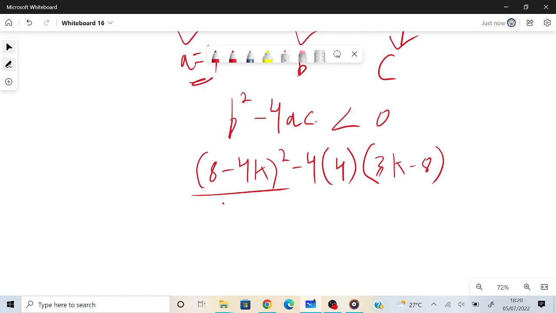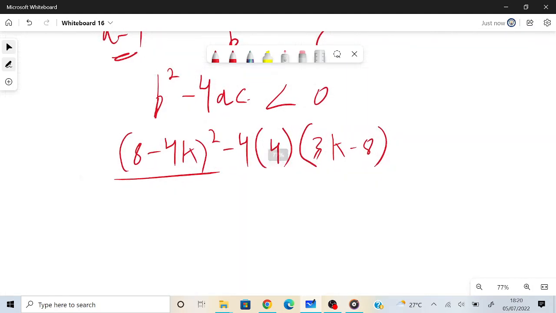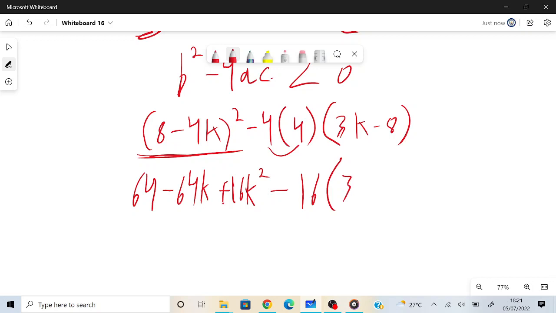Please, if you are unsure of how to expand brackets, please watch my video on single, double and triple bracket expansion. So expanding 8 minus 4k, if I'm not wrong, I should get 64 minus 64k plus 16k squared. I just jumped a step here for the bracket expansion because I'm expecting you should know how to expand brackets properly, so I won't be going into that because that is not the sole purpose of this video.